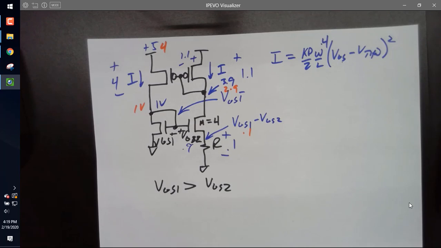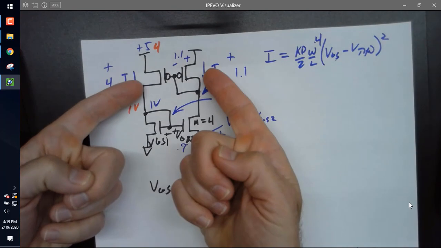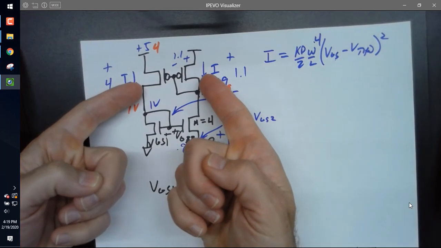Okay, but does everybody understand what I'm doing? Forcing the same current through both sides with this circuit, PMOS current mirror.